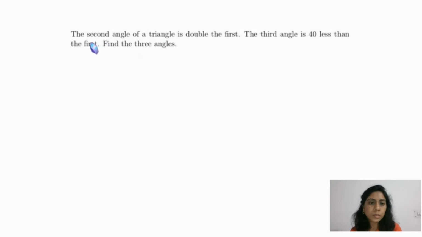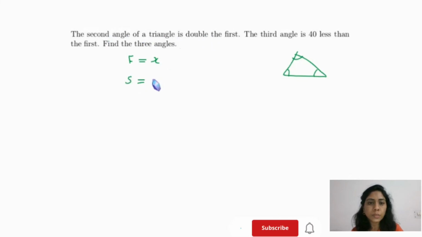Now here, okay, this is geometry question, and they use also algebra. The second angle of a triangle is double the first. The third angle is 40 less than the first. Find the three angles. So in a triangle, sum of interior angles of a triangle is 180. So what is first angle? Let x. Second one. The second angle of a triangle is double the first.